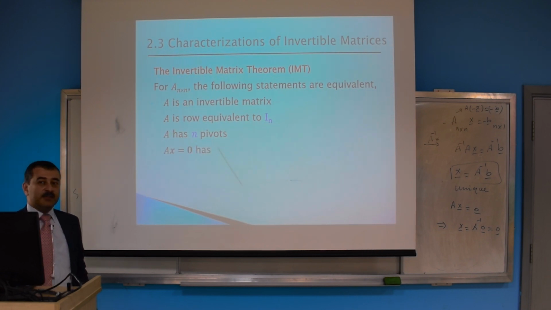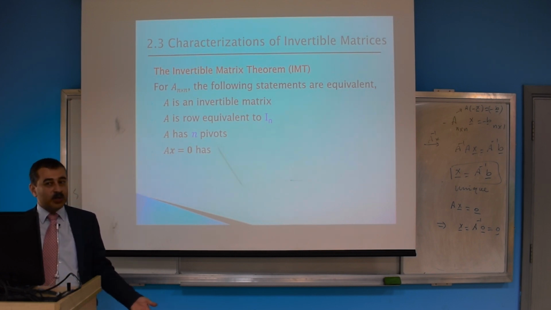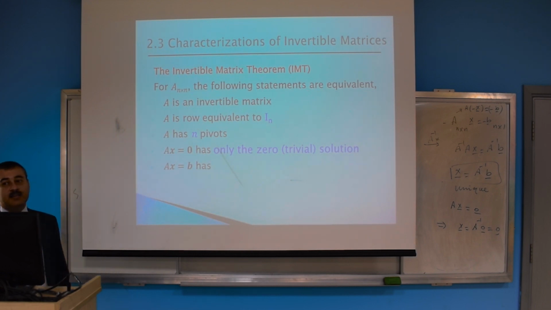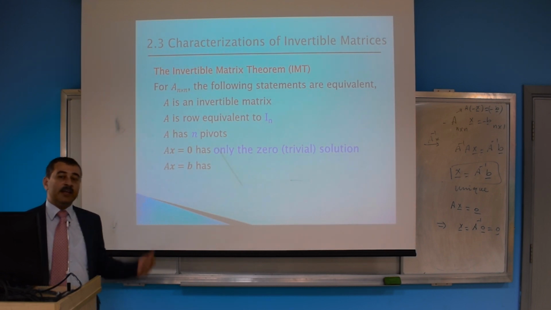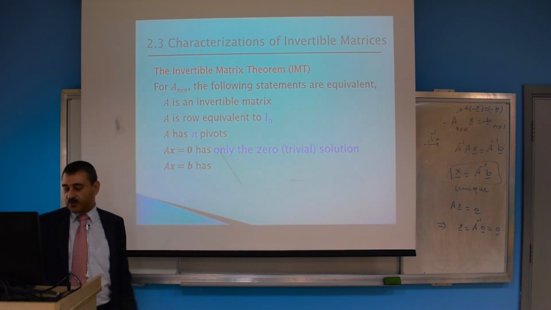و x equals 0 will have unique solution اللي هو the trivial solution، و Ax equals b has يبقى ليها unique solution اللي هو given by إن x equals inverse of A times b.